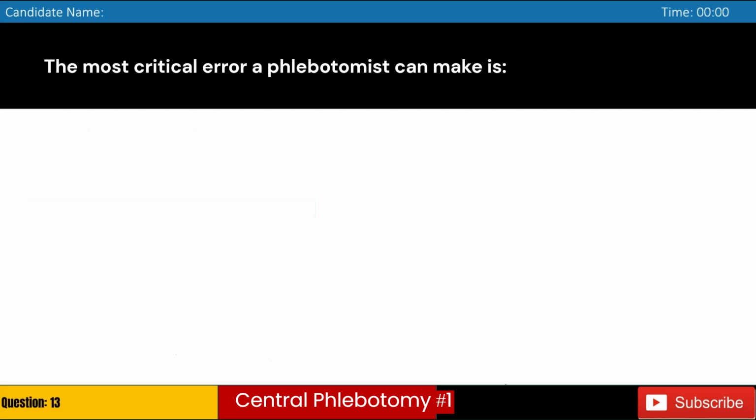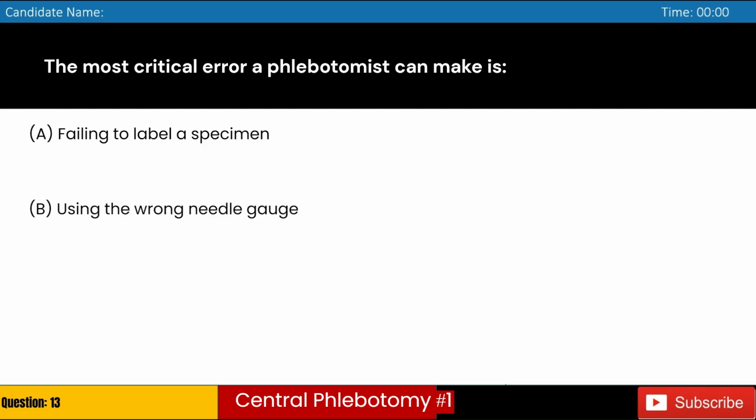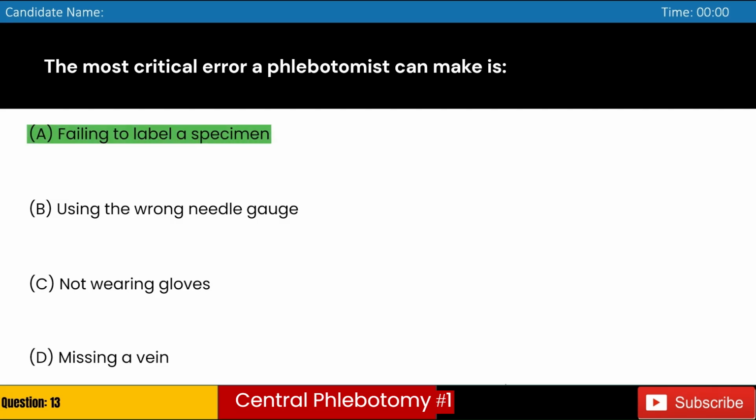The most critical error a phlebotomist can make is: A. Failing to label a specimen. B. Using the wrong needle gauge. C. Not wearing gloves. D. Missing a vein. Answer: A. Failing to label a specimen correctly can lead to misdiagnosis and incorrect treatment, making it the most critical error.